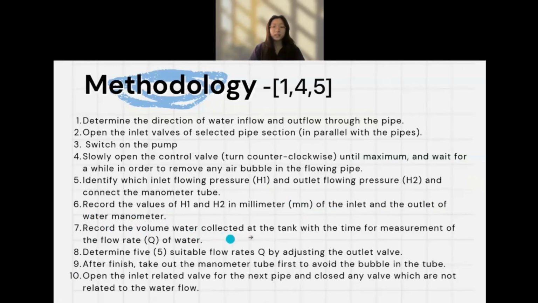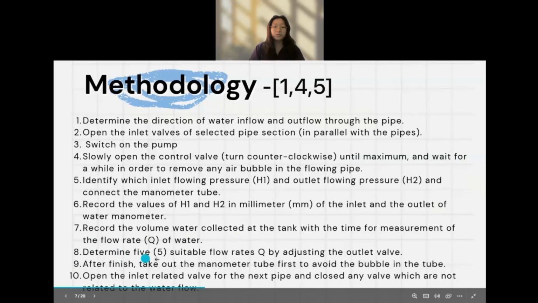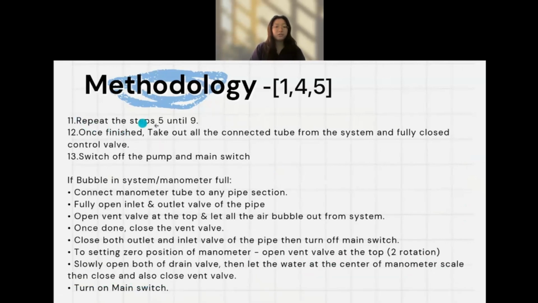And record the volume of water collected at the tank with the time for measurement of the water flow rate Q. Then determine the 5 suitable flow rates Q by adjusting the outer valve. After finishing, we should take off the manometer tube first to avoid bubbles and open the inlet valve for the next pipe and close any valves not related to the water flow. Repeat step 5 until step 9. Once finished, take out all the connected tubes from the system, fully close the control valve, and switch off the pump and the main switch.